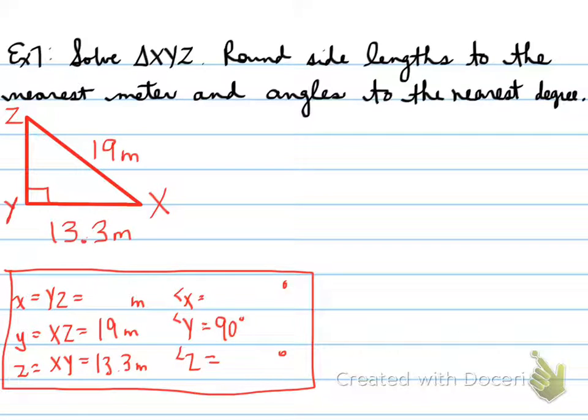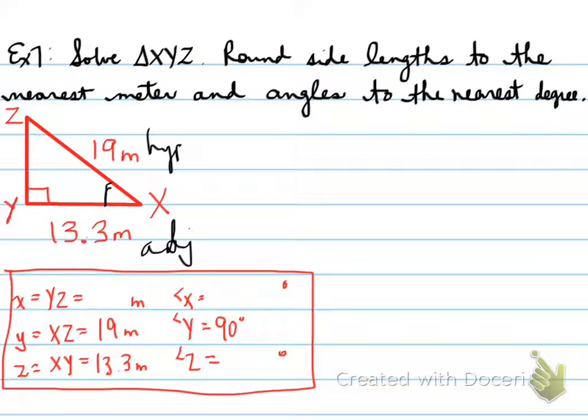So angle x we need to find. So let's show some work for this. Angle x we're going to mark. Once we mark it, we can now determine information. For example, 19 is our hypotenuse. 13.3 is our adjacent side. So what do we have here with adjacent and hypotenuse?